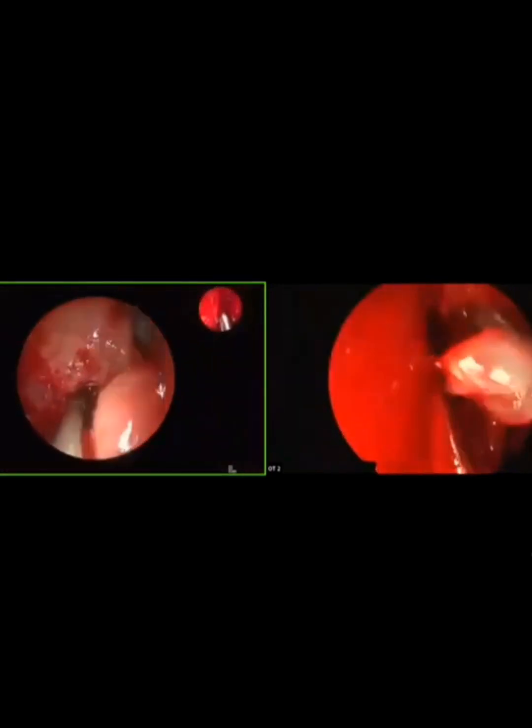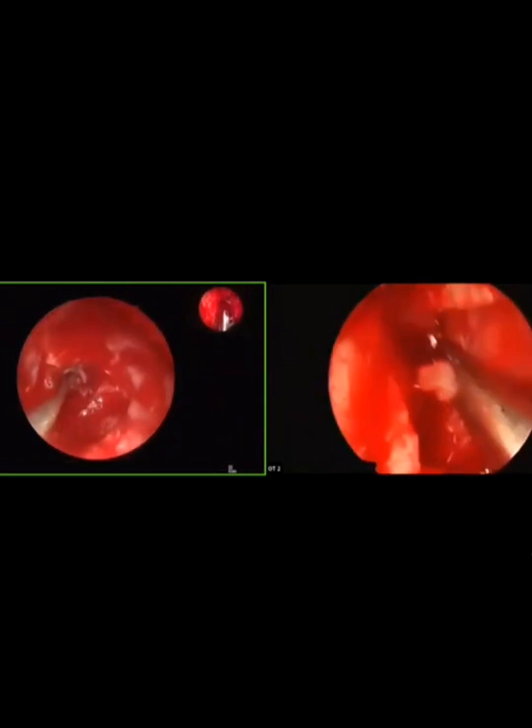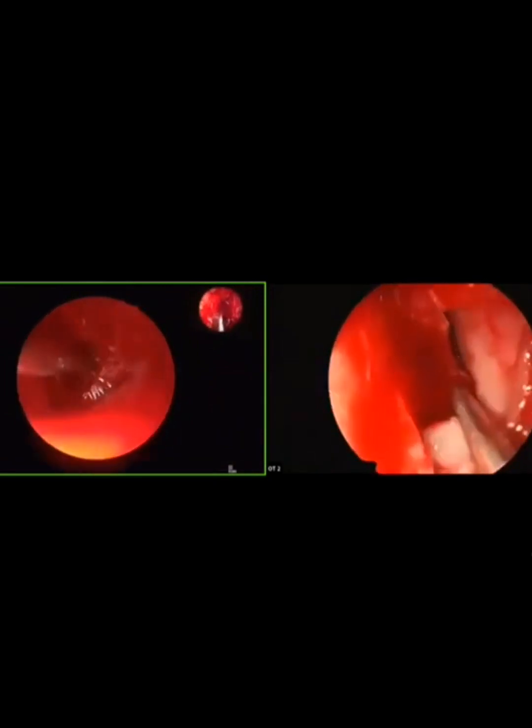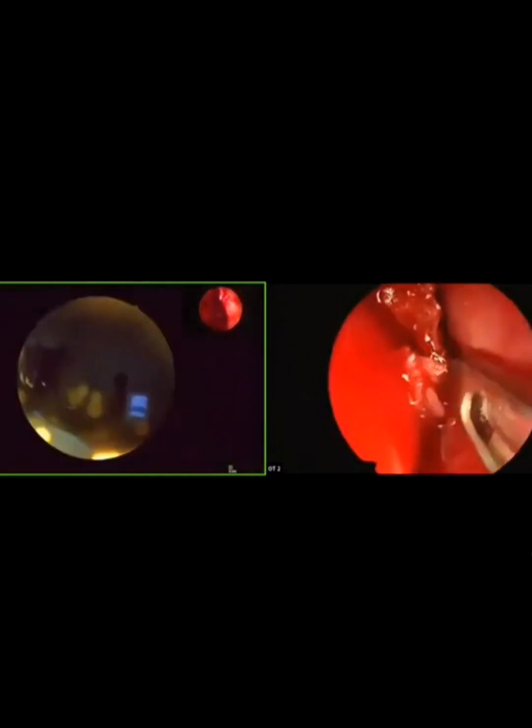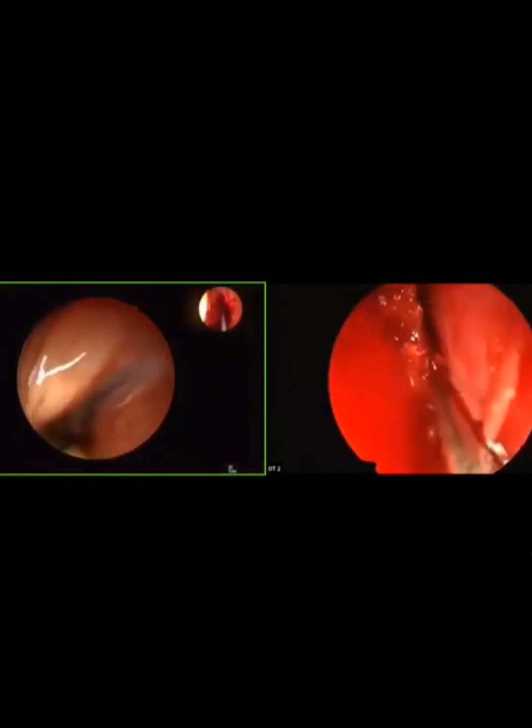Ball point, scoop, frontal, be ready. This was the cell. It is really difficult to remove that bone. Let me try. It takes time.